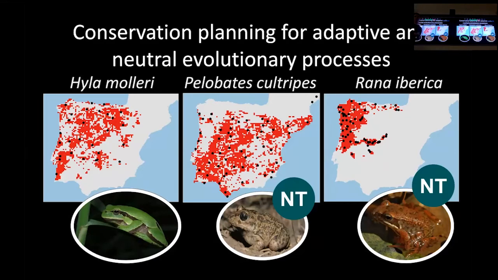So in my previous postdoc in Portugal, my colleagues collected an amazing amount of genetic data across Portugal and Spain, if you're bad at geography like me. The red stuff here shows the distribution of these species, and the black points are where they collected genetic data. They collected this data across the entire distribution of each species, and we could use that to characterize spatial patterns of genetic diversity really well. And then we could use that to see what effects collecting genetic data has on our conservation planning process.